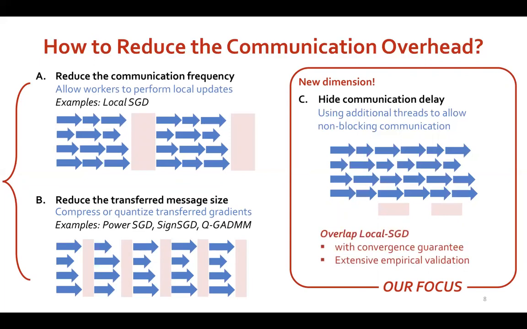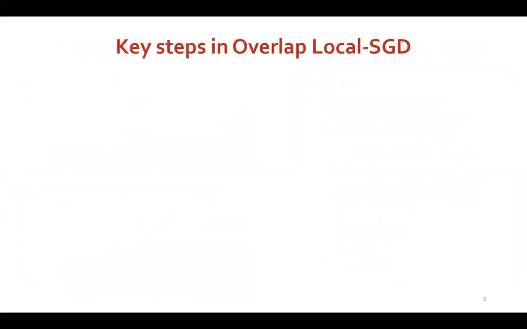Overlap-Local-SGD has convergence guarantees and it is validated by experimental results, which I will show as we go through the rest of the talk. So what is Overlap-Local-SGD and how does it achieve this simultaneous communication and computation? Let's look at the steps.